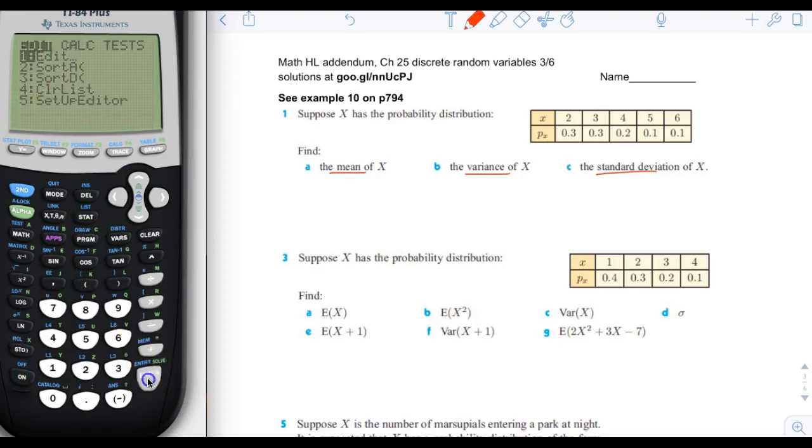We do stat edit, and we're going to input 2 columns of information, x and the probability of x. The first column is going to be just x, so it'll be 2, 3, 4, 5, 6, right? The second column is going to be 0.3, 0.3, 0.2, 0.1, 0.1, right?